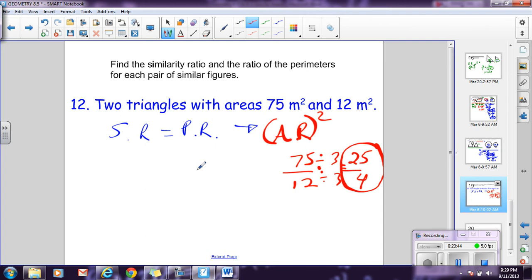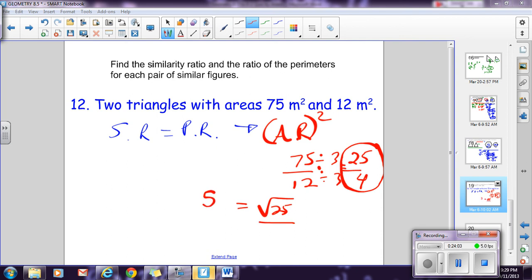Now, again, how do I go backwards? Think about this. This was squared. If you said square root, then you are correct. I'm going to take 25 and 4 and square root the numbers. So what's the square root of 25? The square root of 25 is equal to 5. The square root of 4 is equal to 2. So the perimeter ratio is now a 5 to 2 ratio.